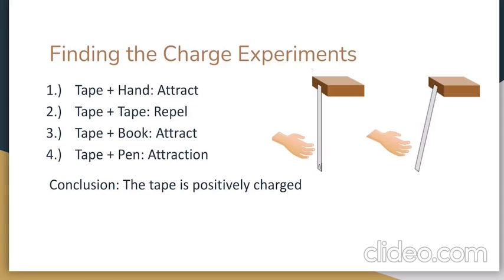First, we start off by finding the charge of the tape through different amounts of testing. The first experiment, with our charge tape: the tape plus our hand, which attract; the tape on the tape, which repel because of the like charges; a tape on the book, which attract; and the tape on the pen, which also causes an attraction. This is due to the opposite charges, which will attract. We can conclude that the tape is positively charged from these small experiments.